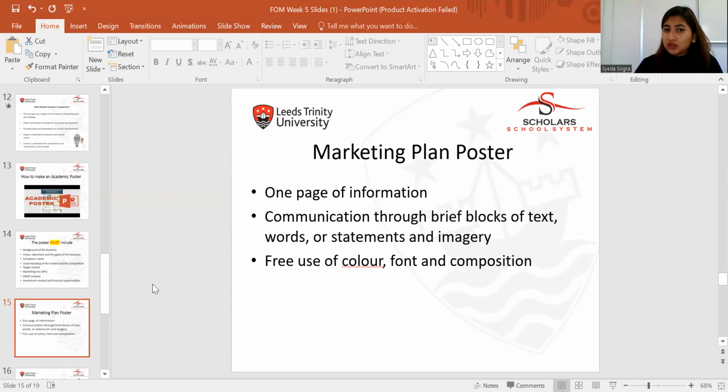So the marketing plan poster is going to be one page of information. It communicates through brief blocks of text, words, or statements, and imagery. You can use any colors, font, or composition.